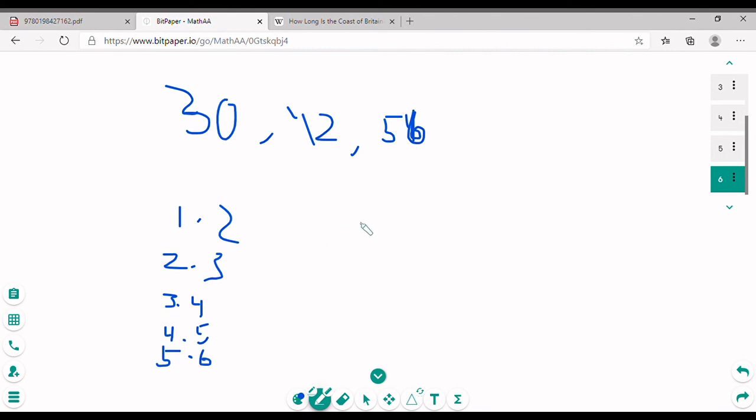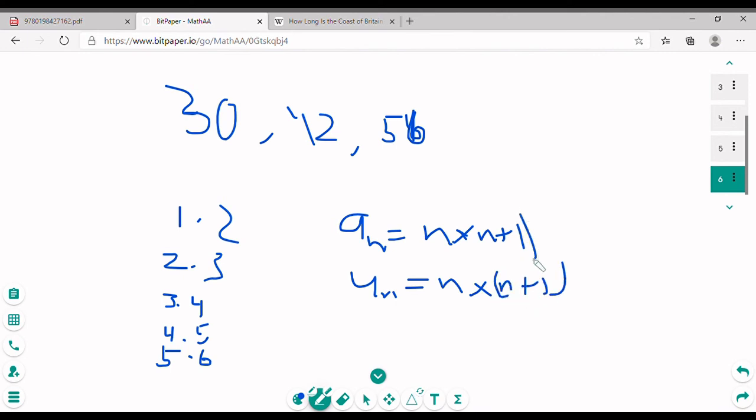So in general, this is going to be a sub n equals n times n plus 1. Or you could say u sub n equals n times n plus 1. Or you could even use any other symbol. So you could use u sub r equals r times r plus 1. It doesn't matter. These are all the different things.